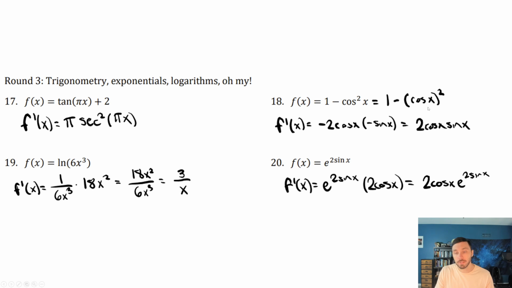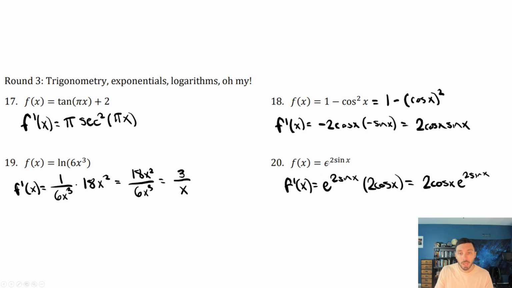Over here, I rewrote this as cosine x all squared. Brought that 2 up front, kept the inner the same, and then the derivative of cosine is negative sine. So the negatives cancel there. Over here with the log, it's going to be 1 over this expression, and then the derivative of the inner is 18x squared. And you can simplify that because you have the 18x squared up top, 6x cubed down below. 18 over 6 is 3, and then x squared over x cubed.